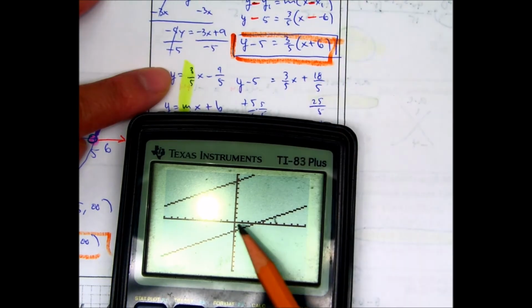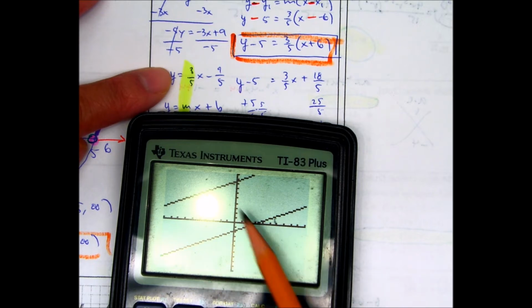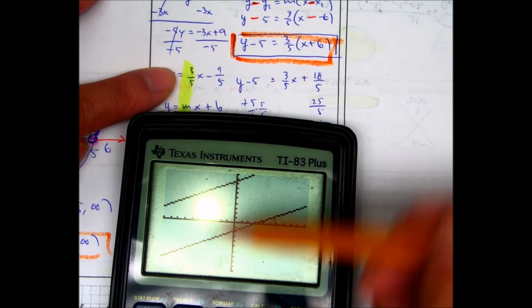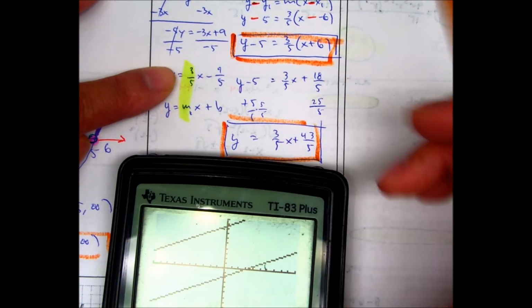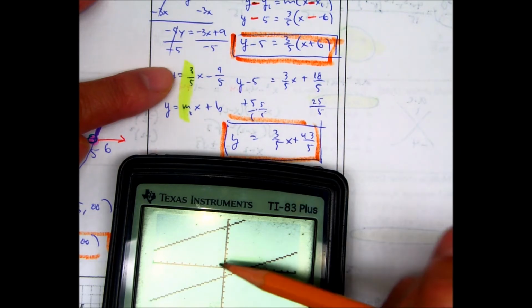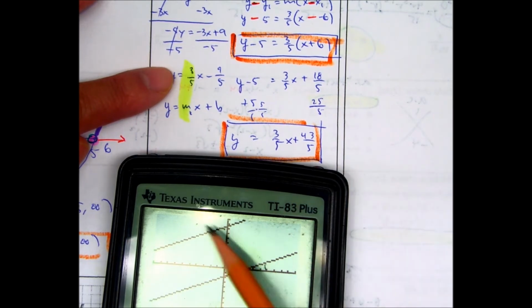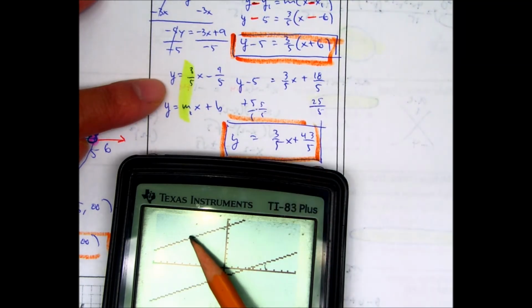Negative 6, 5: left 6, up 5. So here's my original equation, positive slope, negative 9/5 y-intercept. And then my new equation, 43/5 would be maybe around 8, positive slope, and goes to the point negative 6, 5, left 6, up 5.